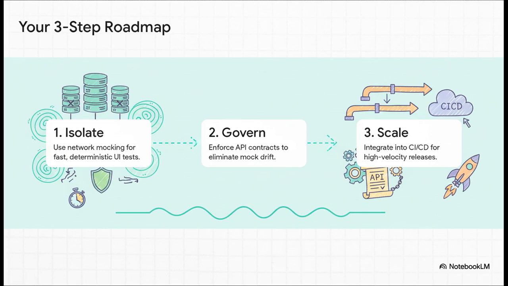So let's wrap this up. What's the takeaway? It's really a clear three-step roadmap. First, you isolate your tests with network mocking to make them fast and reliable. Second, you govern those mocks with API contracts so they never drift. And third, you scale this whole approach by baking it into your CI/CD pipeline. That's how you get to truly high-velocity releases.